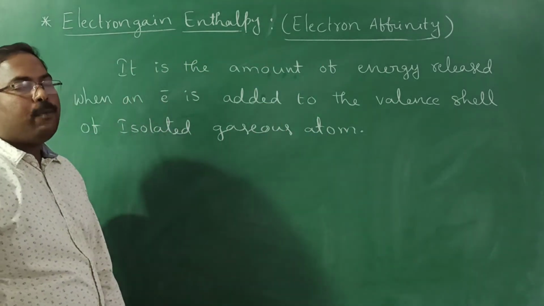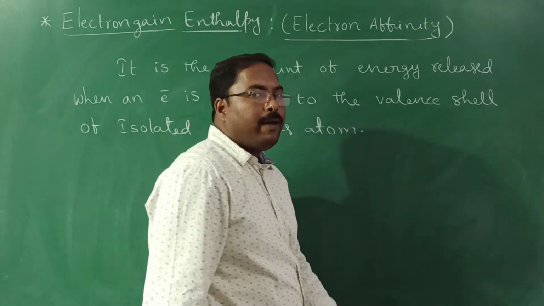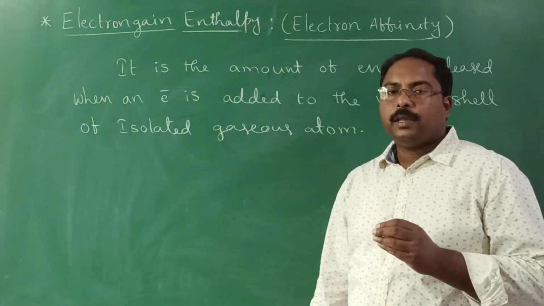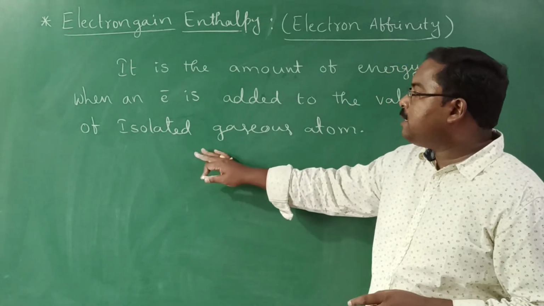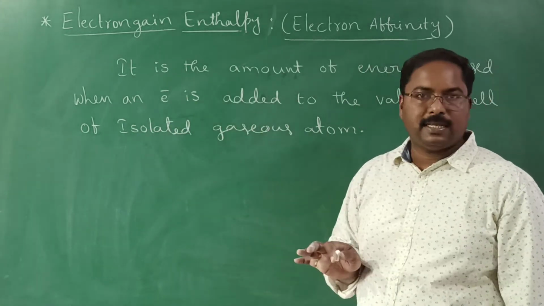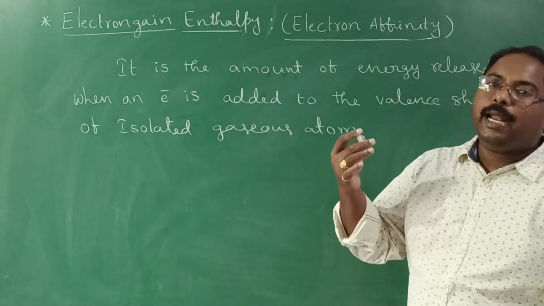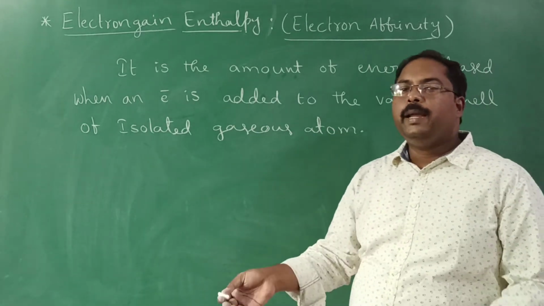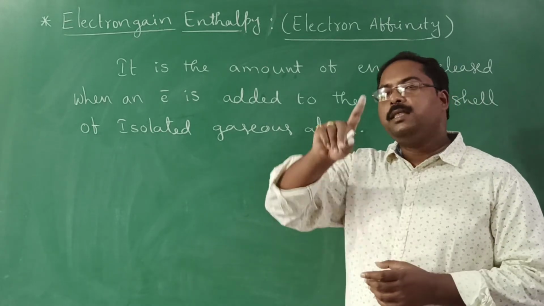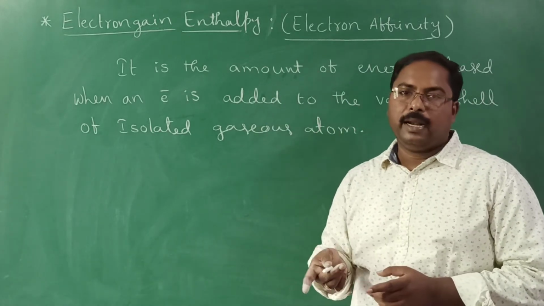So it is the amount of energy released when an electron is added to the atom, simply. But these are measured when the atom is in the isolated gaseous state. And while we are adding the electron, it will be added mainly to the valency shell. Valence shell means the outermost orbit, right?